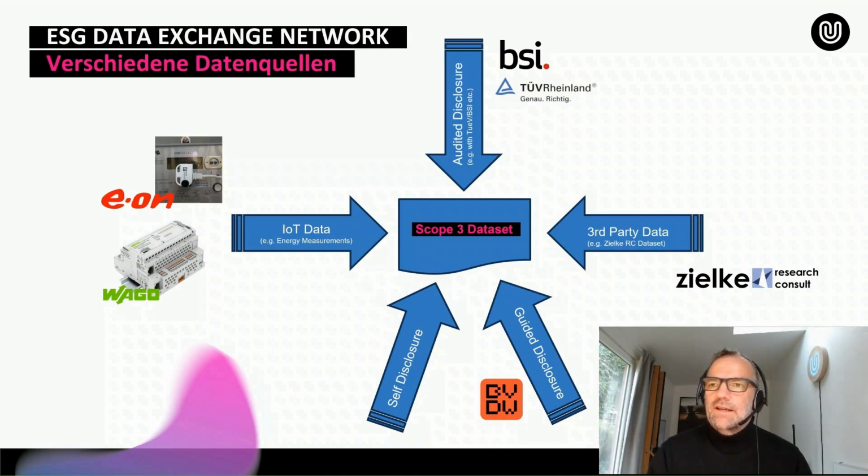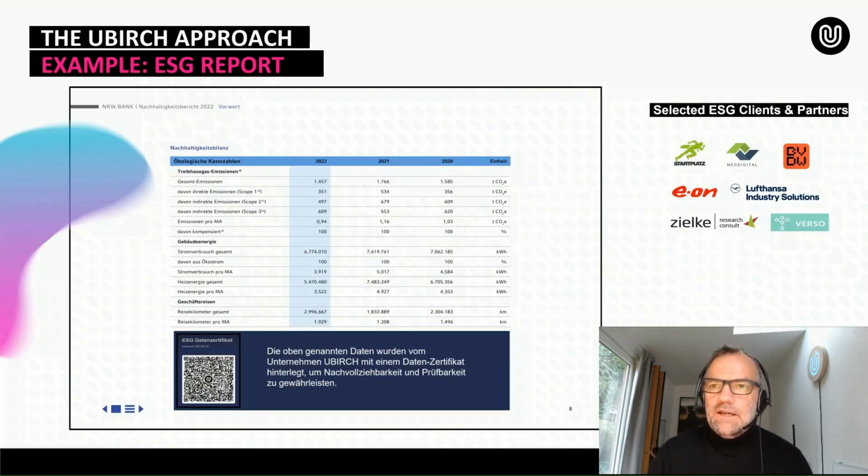Just a quick look, where can the data actually come from? There are the so-called disclosures below. We possess the ability to read IoT data, like our partnerships with Wago and E.ON, which are located there at the beginning. We can obtain data from audited processes, which then have a higher quality, or partner with a third party. In this instance, we partner with the company Zielke.